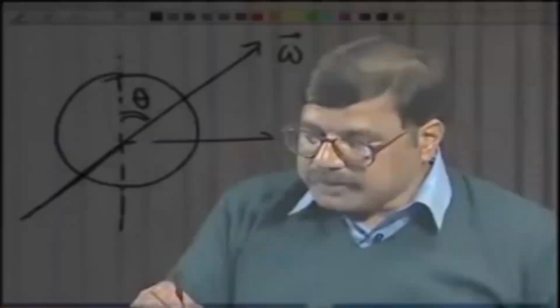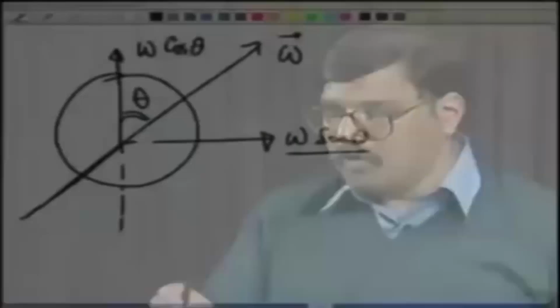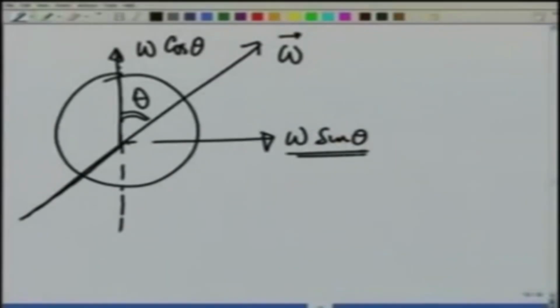Now I make use of the vector nature of angular velocity: take its component in this direction, omega sine theta, and its component in this direction, omega cosine theta. These are two independent vector quantities. Omega cosine theta cannot contribute to rolling at all. So, eventually due to friction it will stop rotating like this. On the other hand, omega sine theta is responsible for rolling.